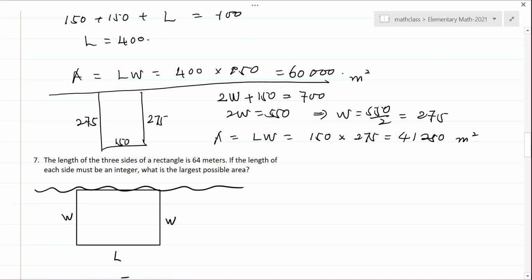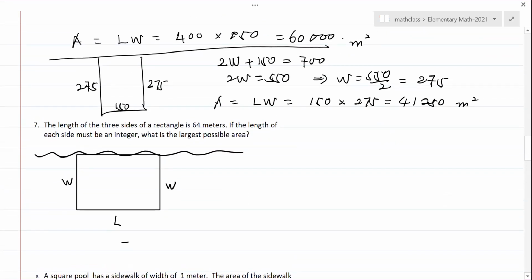All right, so now we do similar problems, okay? The total length of the three sides of a rectangle is going to be 64 meters. The length of each side must be an integer. What is the largest possible area? Wow. The total length.